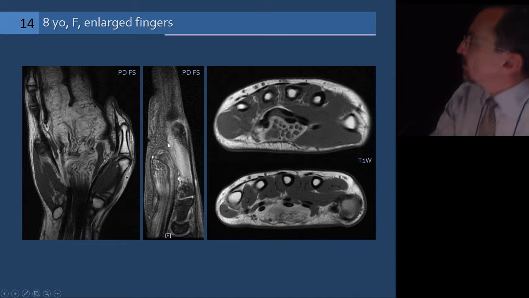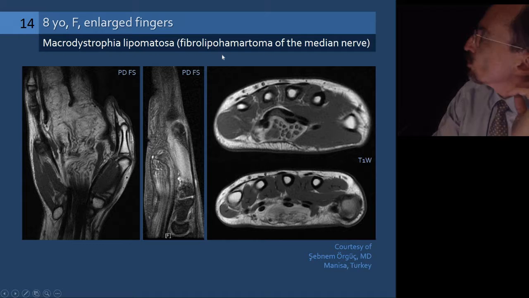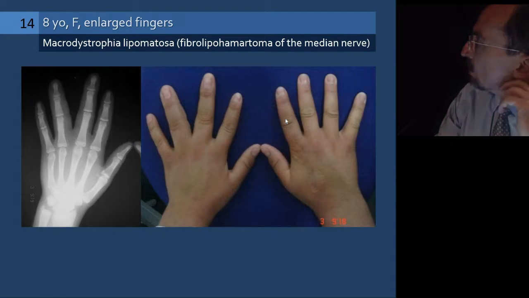Here's another patient. This brings me to another condition with enlarged fingers, an 8-year-old female. And this is quite straightforward in that when we have enlarged fingers with the association of fibrolipohamartoma of the nerve at this particular finger or toe, if you will. This is also possible in the feet of patients. Then this is called macrodystrophia lipomatosa. So we have this spaghetti-like appearance of the median nerve with interposition of the fat tissue there. And those were how the hands look like.